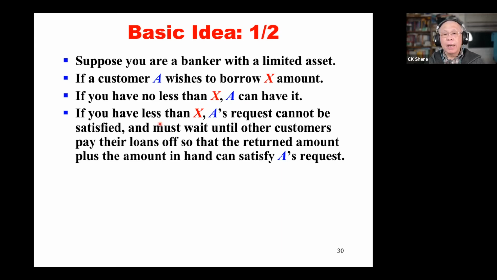If you have less than X, we have a problem. For example, if A's request is $500, but you have only $450. In that case, of course, A's request cannot be satisfied. It must wait until other customers pay their loans off so that you get more money in your hand until you have sufficiently large amount to satisfy A's request. Here, assuming that A does not need this money in an urgent way.